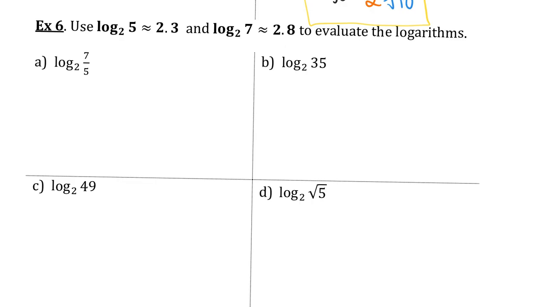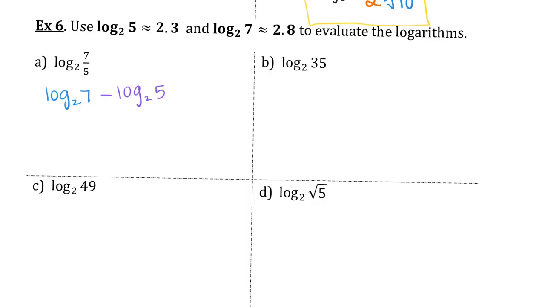Since they only gave me the log of 5 and the log of 7, I need to rewrite this in terms of log 5 and log 7. I see a 7 here, I see a 5 here. So I'm going to expand it using the log properties. So this is log base 2 of 7. I'm going to subtract the log base 2 of 5 based on the log properties.